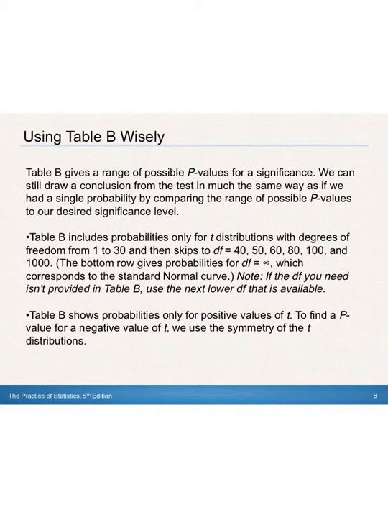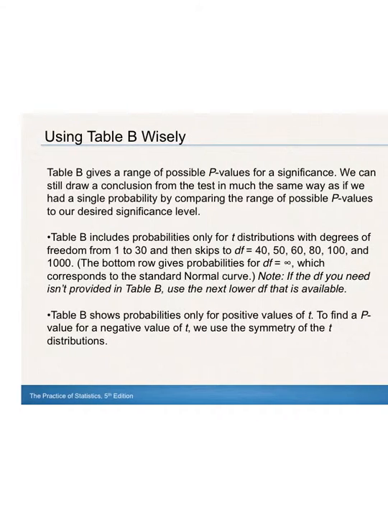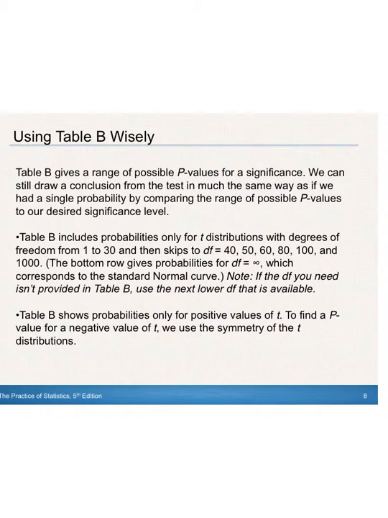But table B is a little more complicated in the sense that the degrees of freedom only go from 1 to 30 and then skip. You have to pay attention to choosing a degree of freedom that is the next lower one, so you're sure that your conclusions are accurate. Table B shows the probabilities only for the positive values of t, so if you're finding the negative values of t, just use symmetry to do that.